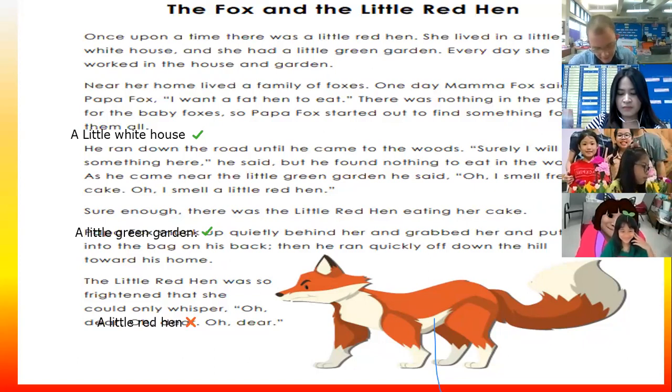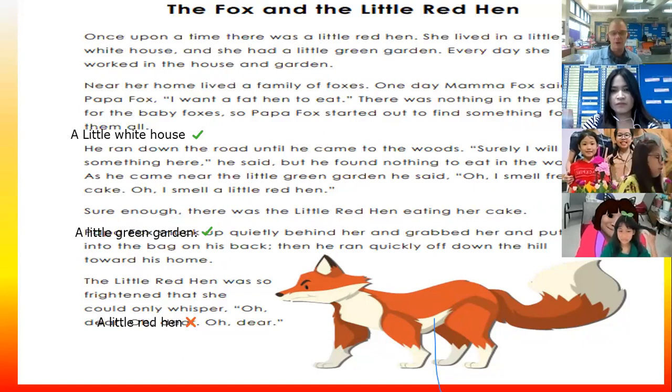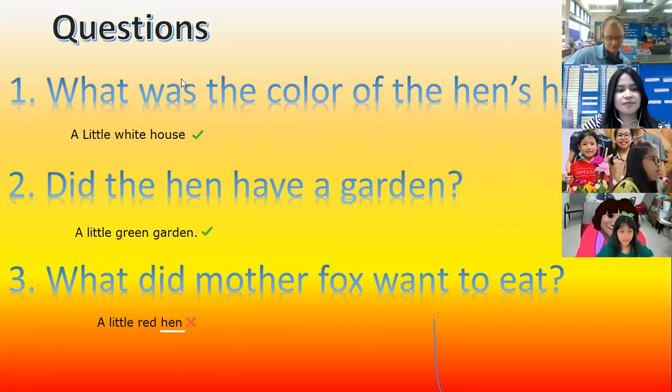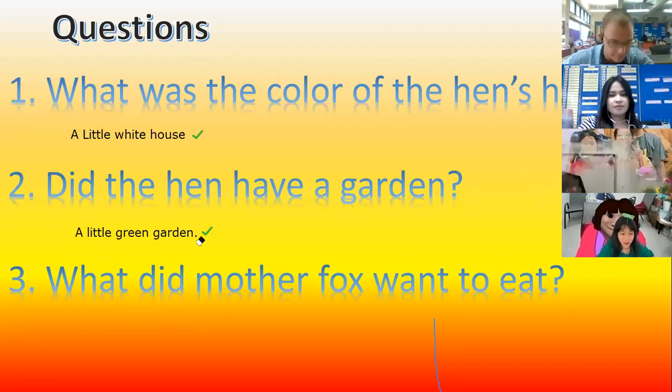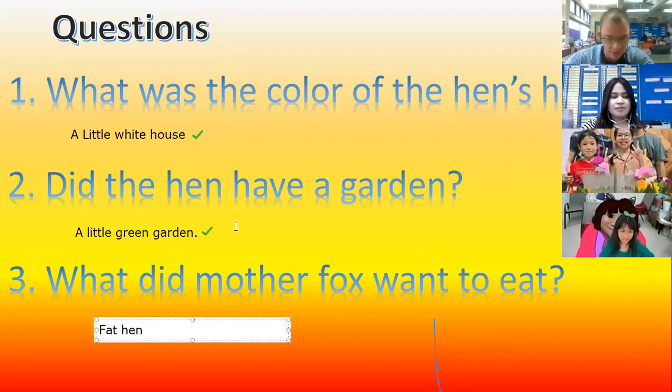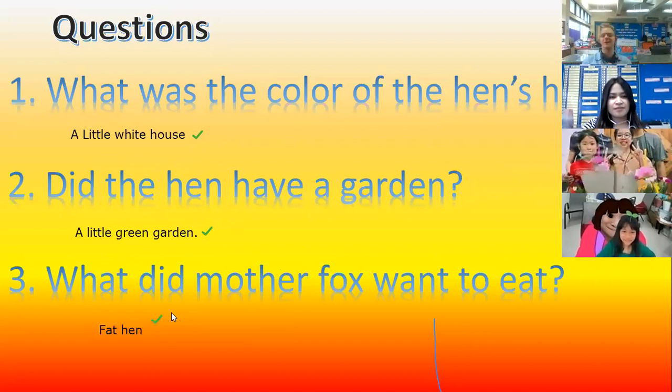There is a little red hen, but she did not ask him for a little red hen. Fat hen. A what? Fat hen. A fat hen. Yes. She wanted to eat a fat hen, because if they had a hungry family, they need a fat hen to feed all of them. Woohoo! That one is the correct one.